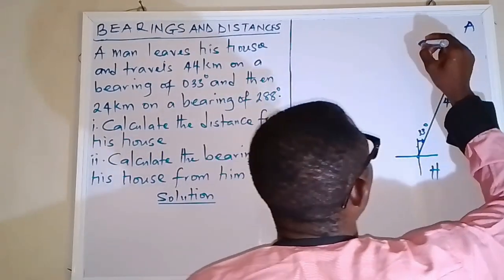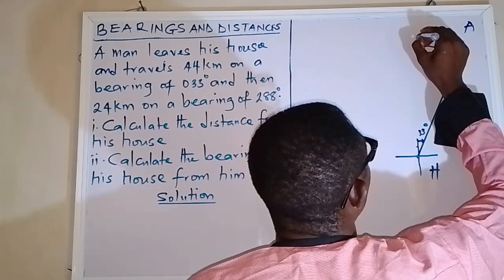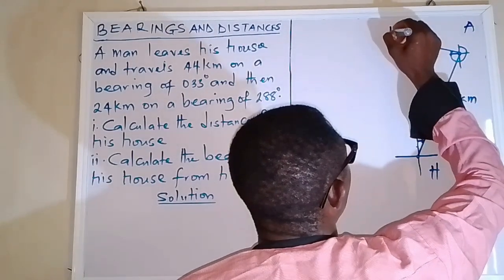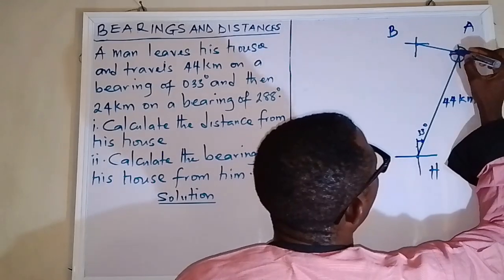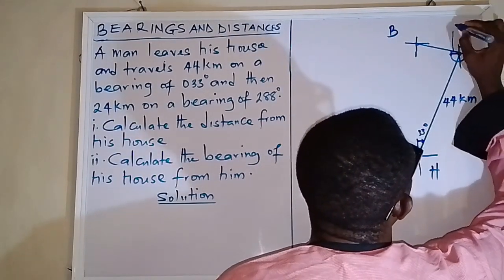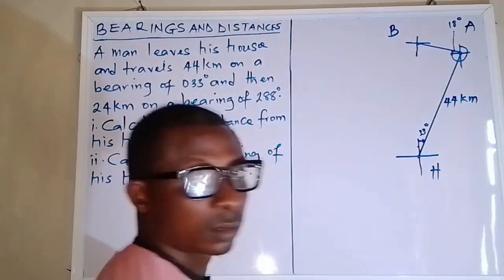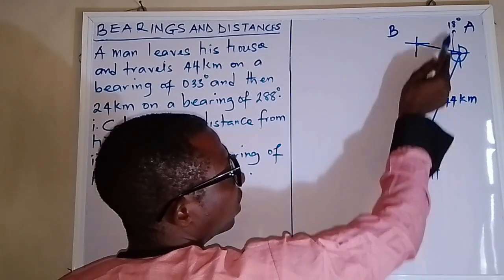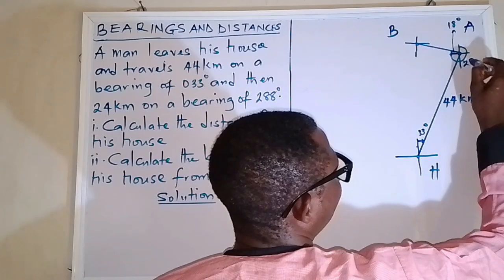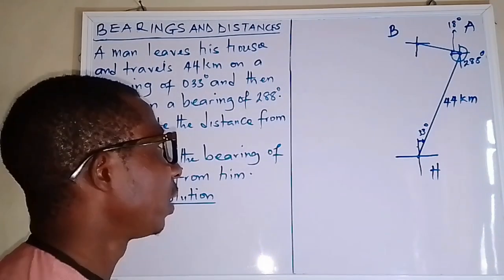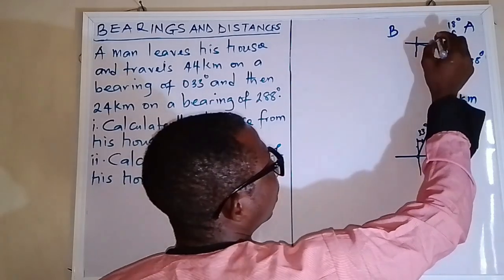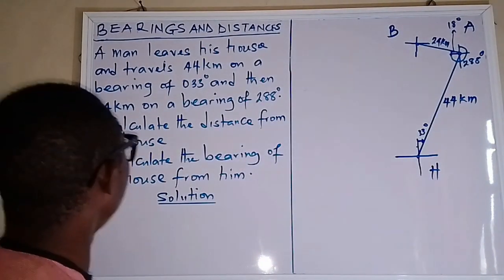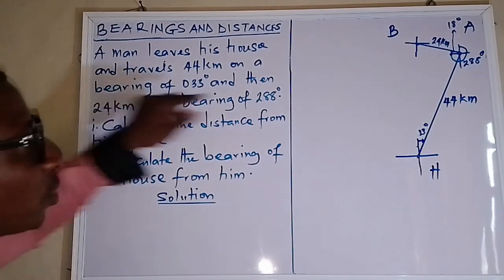So this is going to be point B. And this small angle we have here is 18 degrees. This 270 plus 18 degrees gives you 288 degrees. Okay, so the distance between A and B is 24 kilometers from the question, because he travels 24 kilometers. So the man is now here.